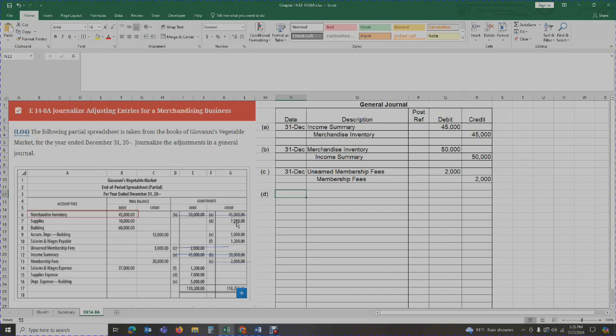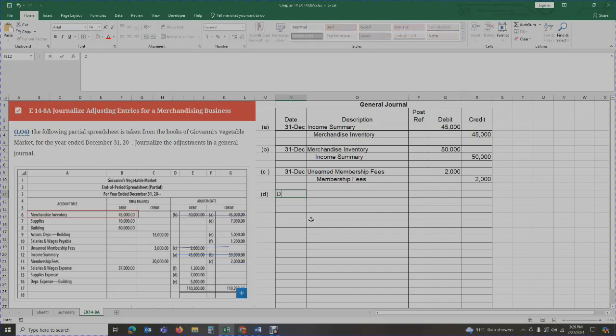So here we had $10,000 of supplies to begin with, and then we have an adjustment of $7,000. So that means that we've used up $7,000 of supplies during the year. So that means we are only left with $3,000 of supplies. So we've used up $7,000 of supplies, so that's going to be a decrease to my supplies account. And then I'm going to record a supplies expense for $7,000 to recognize the usage of the supplies. We had to spend money on supplies costing us $7,000 for the period.